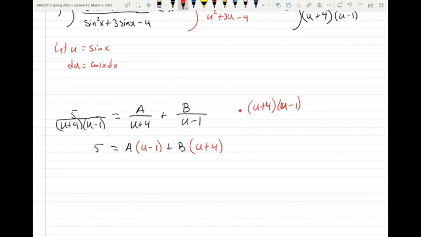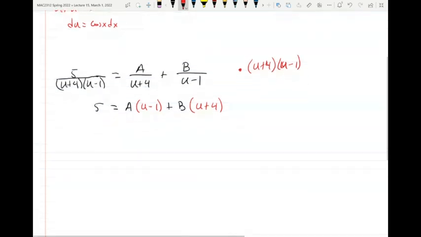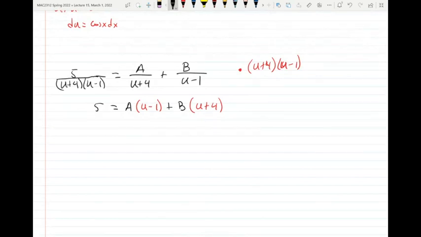Okay. Are we good? Does the shortcut work here? It's going to work very nicely, right? No need to do systems. So what do we set for u? 1 and -4. Okay, so let's see. Which one do we do first? 1.